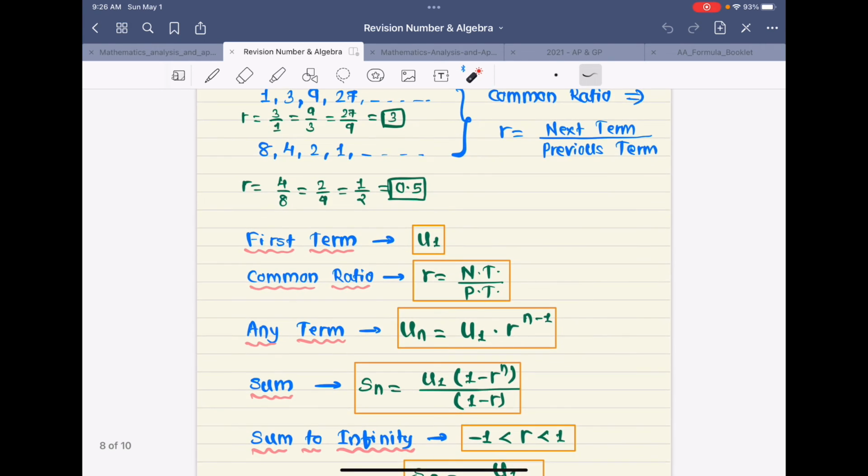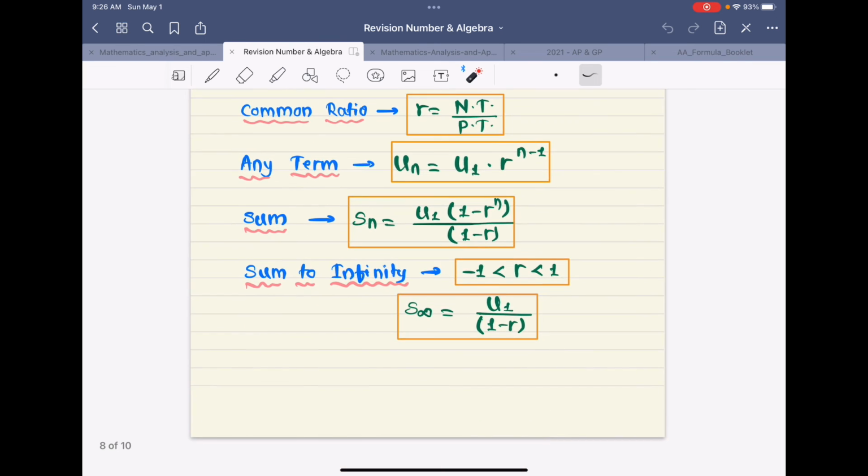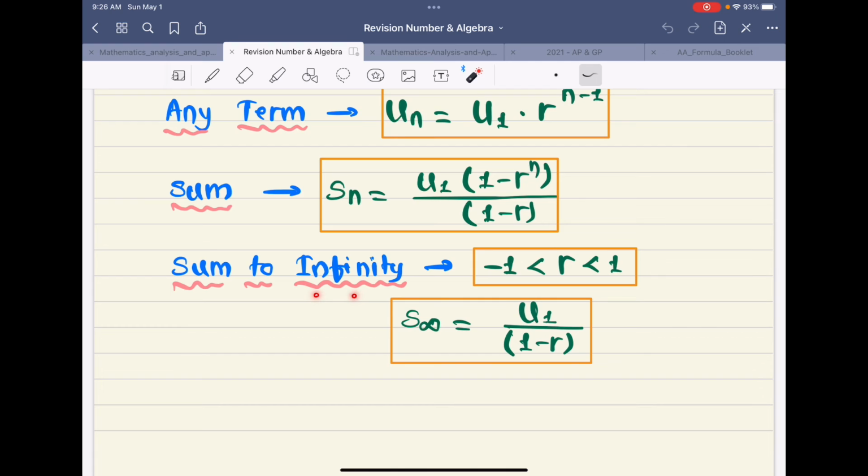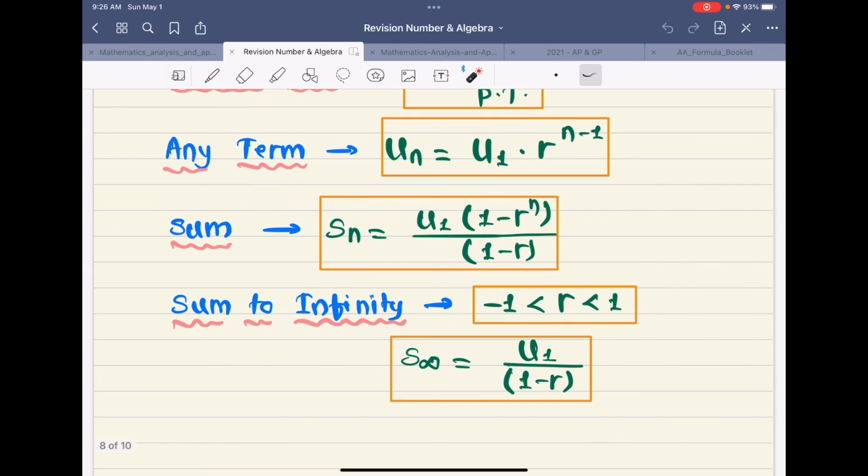As I said, it depends upon r, one more case exists, called sum to infinity. Sum to infinity exists only if your r, the common ratio, is between 1 and minus 1. So sum to infinity is basically u1 over 1 minus r. Because if your r is between minus 1 and plus 1, and you raise that value to the power of say 10, 20, 30, r raised to n approaches 0. 1 minus 0 is 1. 1 times u1 is u1. So that is why it is u1 divided by 1 minus r.